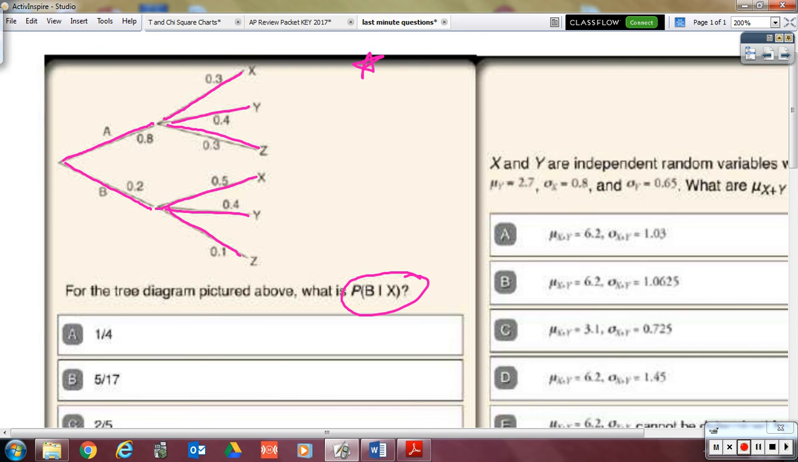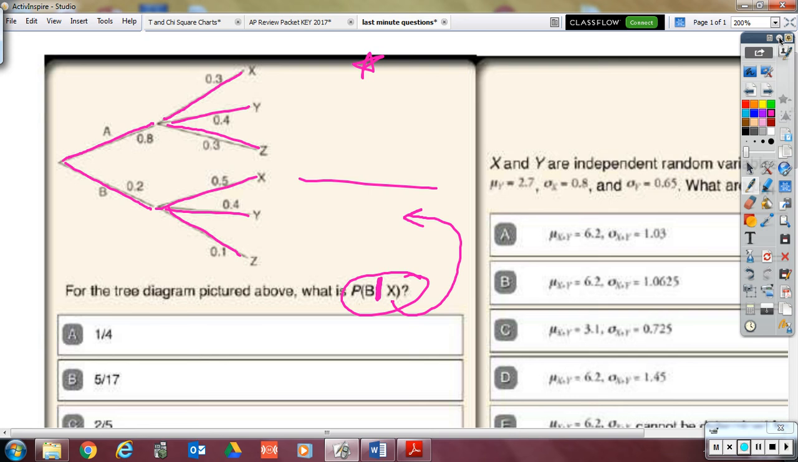Okay, now do you remember doing a tree diagram before? It was a long time ago, probably back in November. So let's review that. So if I say given that X has occurred, all of these X probabilities will go on the denominator of my fraction. Okay, so let's do that. Let's do these X probabilities.